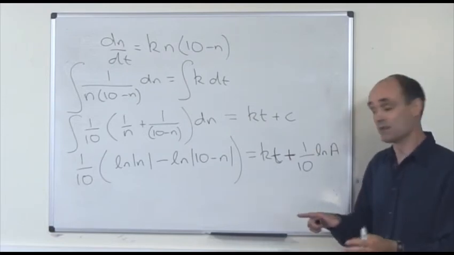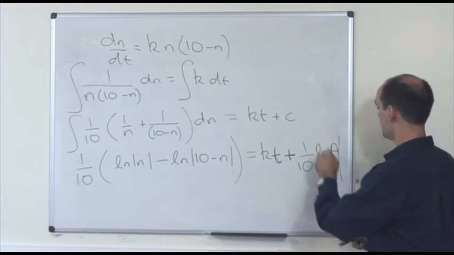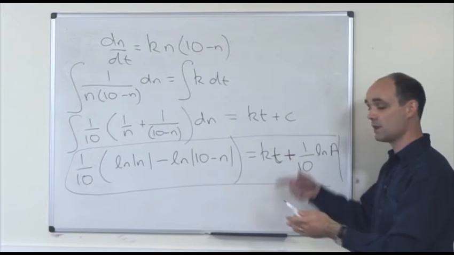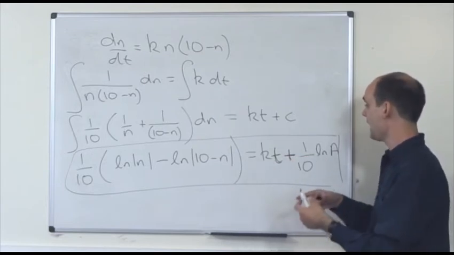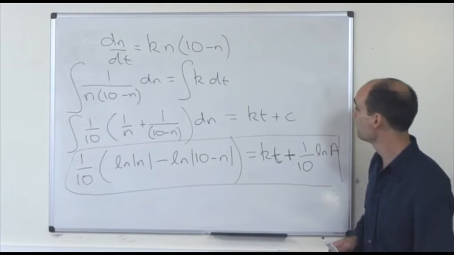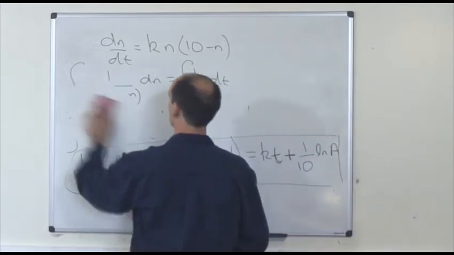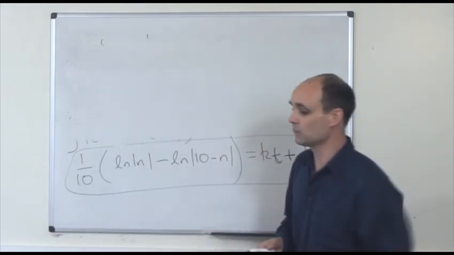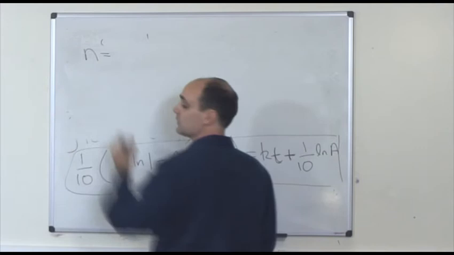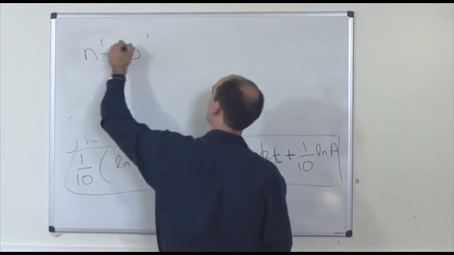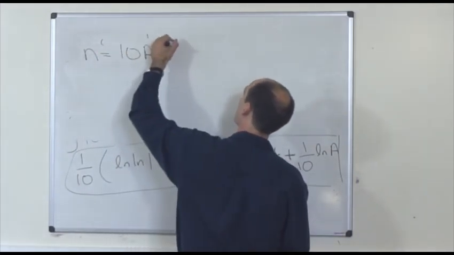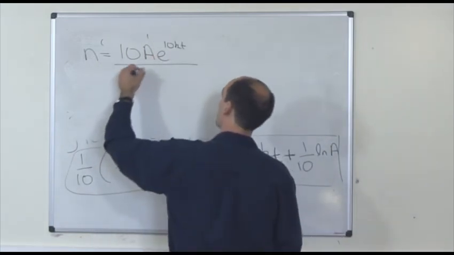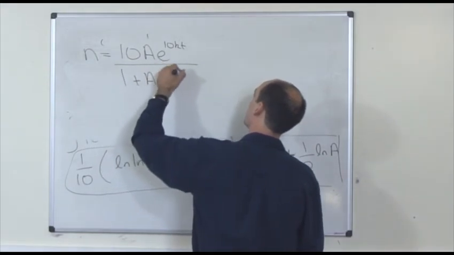I'm not going to finish off rearranging this one round for you. That's the solution of this differential equation in a particular form, but you need to rearrange it to get it in the form n is equal to some function of time. I'll give you a clue as to what that looks like when you've finished. So the final equation you should end up with is n is equal to 10 times a e to the 10 kt divided by 1 plus a e to the 10 kt.